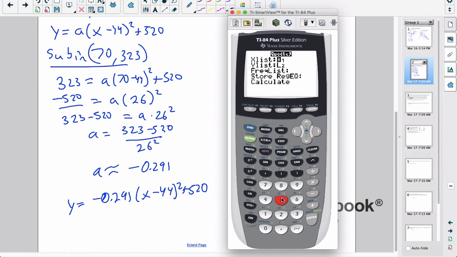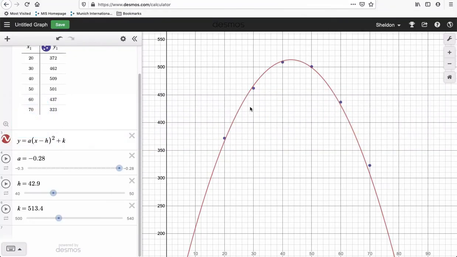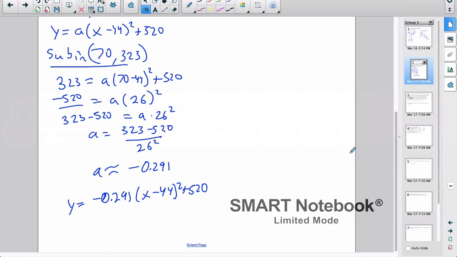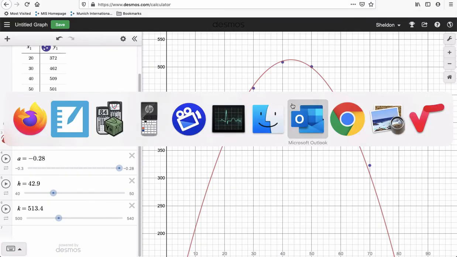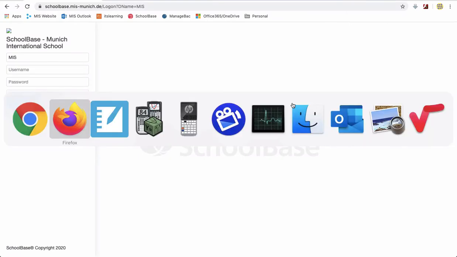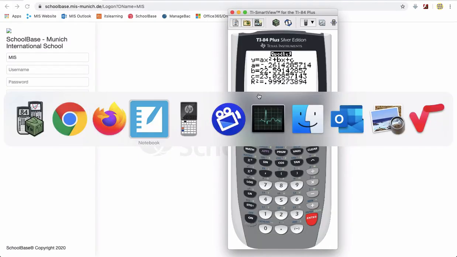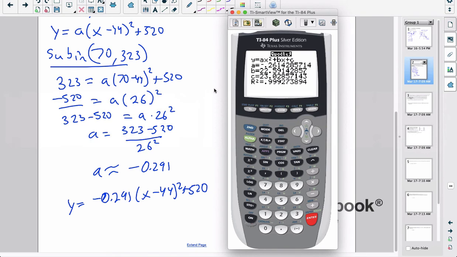So click 5. Make sure that says L1 and L2. Okay, and I'll calculate, and then we get this quadratic. So this means this function actually minimizes the distance between the curve and the points. Okay, it minimizes the average distance between the curve and the points. So it is technically the best model. So if we go to look at that TI-84, so there we have.